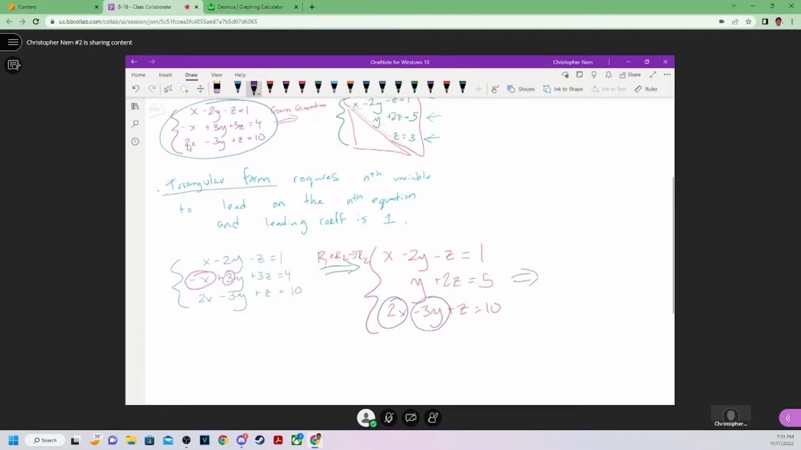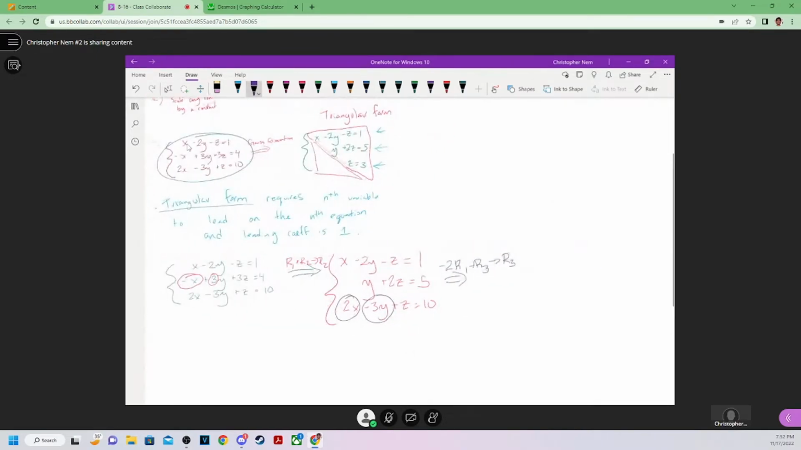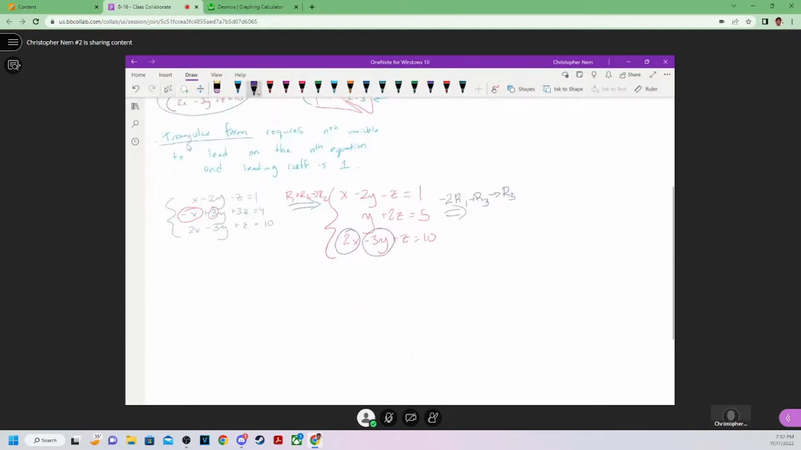If I add it with the first row, I can somehow delete it, but I have to multiply the first row by some constant to get rid of 2x. I need negative 2x, so I'm going to multiply the first row by negative 2, times row 1 plus row 3. Oops, not row 2, row 3. And I'm going to send that to row 3. If I do that, my x's should be deleted. So let's go ahead and do that. If I do that, I get x minus 2y minus z equals 1. That still stays the exact same.